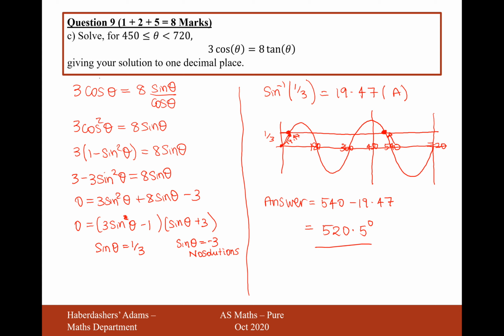Please make sure you follow these instructions at the top here. If it says to one decimal place, please follow that instruction. You could easily lose a mark if you don't do it to the correct decimal place. So 520.5 is the answer to this question, and it's the only answer to this question. So there we are, that's the answer for question 9 there, worth 8 marks in total. Let's now move on to question 10.